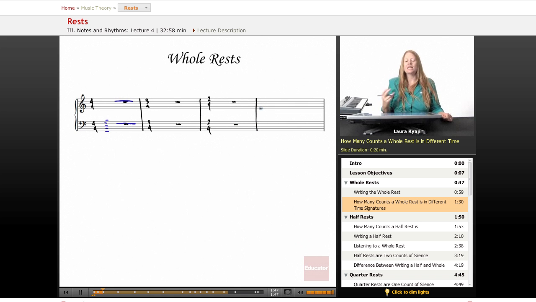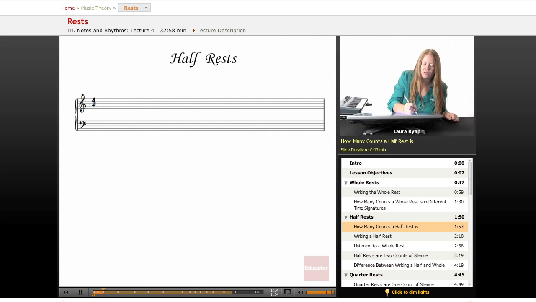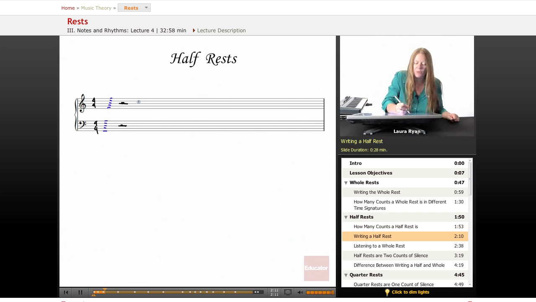Okay, so let's move on to half rests. Half rests are 2 counts in 4/4, and in every time signature, they live on the middle line of the staff. They're worth 2 counts of rest. And it looks like a hat. So in 4/4, you'll have that rest plus 2 beats, like that.